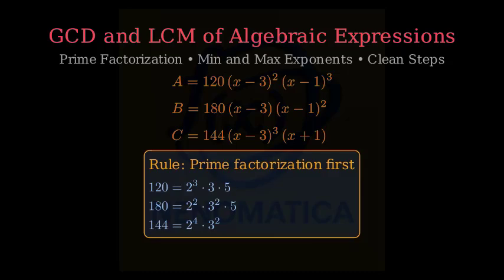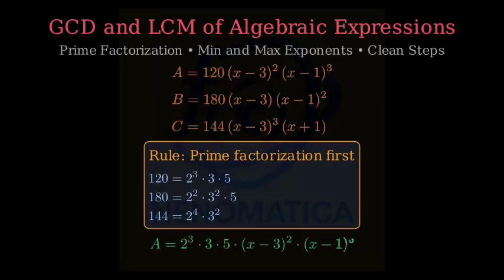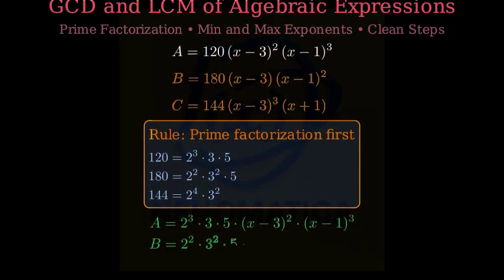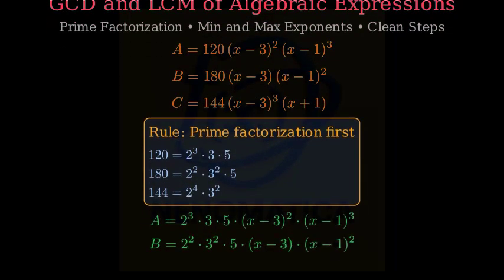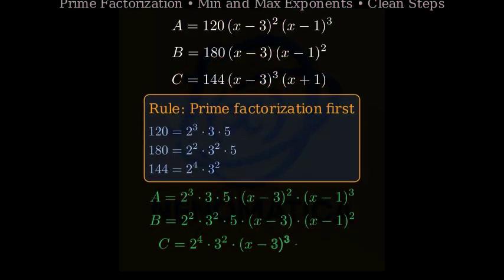Step 1. Prime factorize each expression completely. A equals 2 to the third power times 3 times 5 times x minus 3 squared times x minus 1 cubed. B equals 2 squared times 3 squared times 5 times x minus 3 to the first power times x minus 1 squared. C equals 2 to the fourth power times 3 squared times x minus 3 cubed times x plus 1.